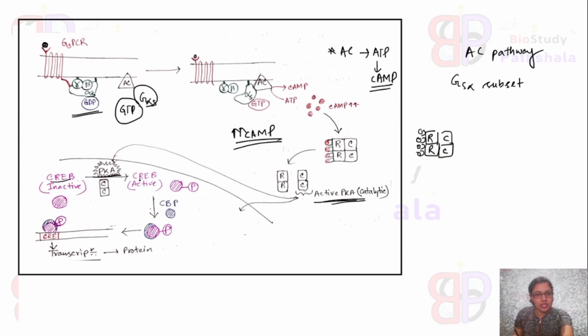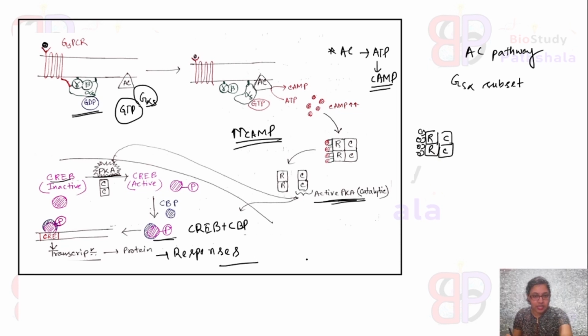Now this CREB binds to CBP, that is CREB binding protein. Now this CREB plus CBP complex binds to the CRE portion, that is the cAMP response element portion, and transcription is turned on and further responses are observed. So that is how the GPCR signaling pathway in the case of the adenylate cyclase system can be observed.